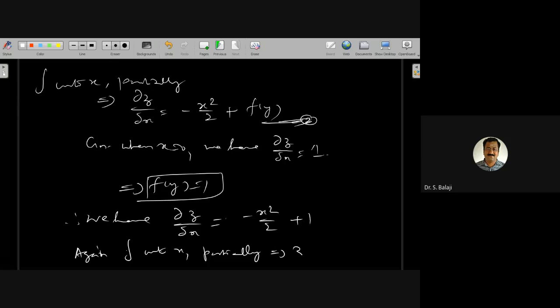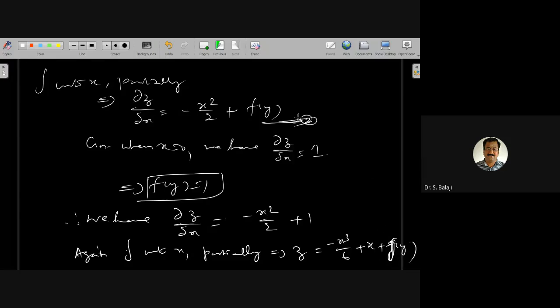What you can get here is z. Integrating with respect to x gives minus x cube by 6 plus x. Again you can use some other function of y here, g of y, because you are using a partial derivative, you can use some other variable instead of an arbitrary constant for the indefinite integration. For x square by 2, integration with respect to x gives x cube by 6, for 1 it gives x, and g of y.